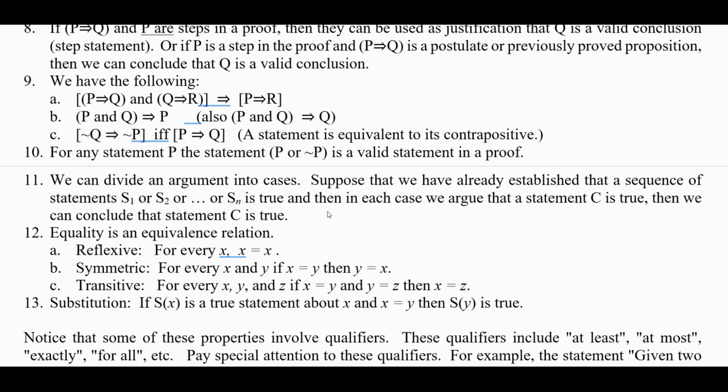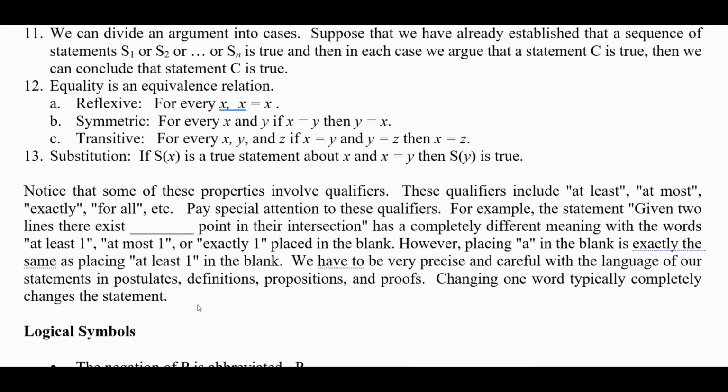Now, most of these I think are pretty straightforward and things you should know. Certainly most of you will be able to pick these up even if you've never seen this before. It's definitely useful to work out some of the truth tables for some of these if you've never done it before. But notice that some of these properties involve qualifiers. These qualifiers include things like at least, at most, exactly, and for all. Pay special attention to these qualifiers.